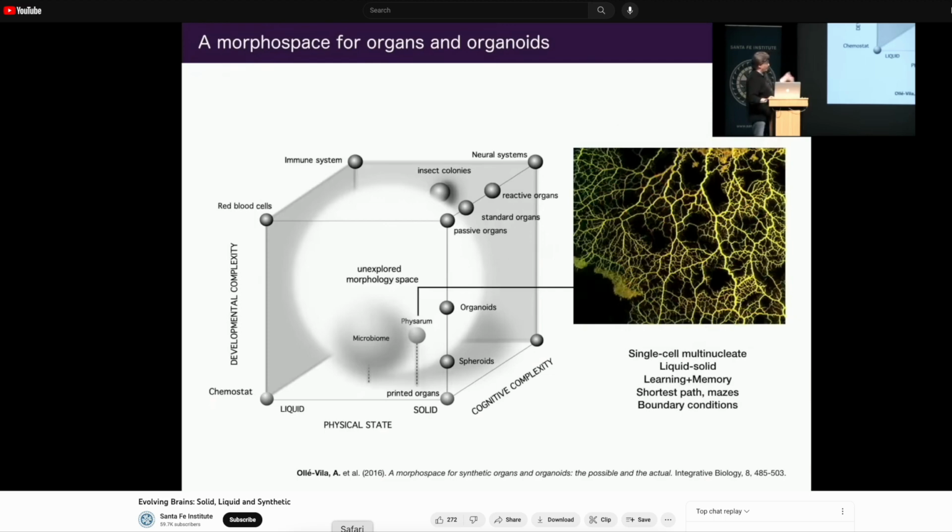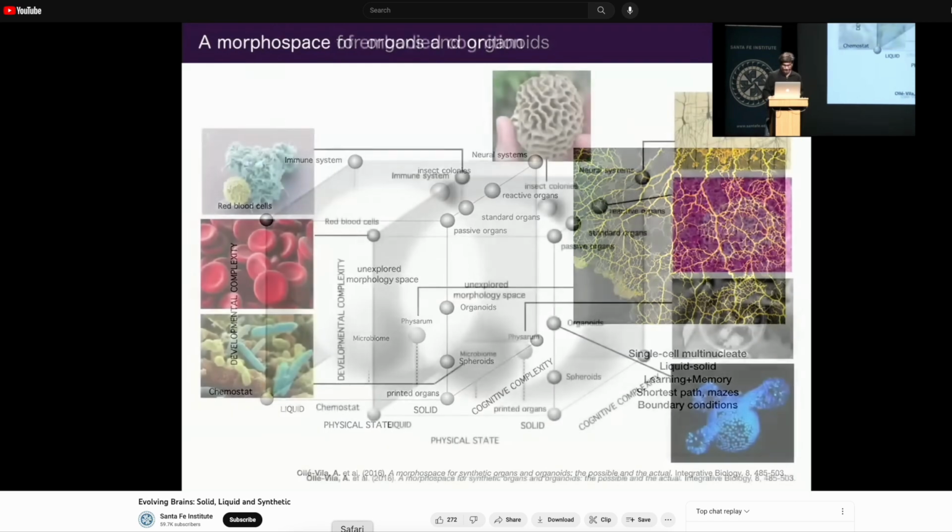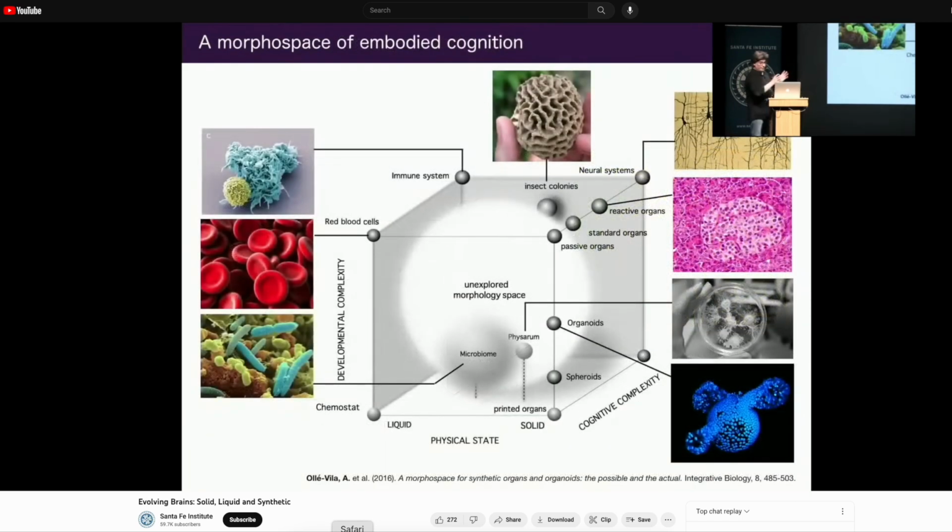Physarum, somewhere also in the middle between liquid and solid, okay? And this is kind of the big picture. And I want to bring to your attention something that is quite visible. It's this big sphere that occupies a lot of space. This big sphere is what we say is a void in the morphospace, meaning that when you look at the natural world, you don't see anything there.